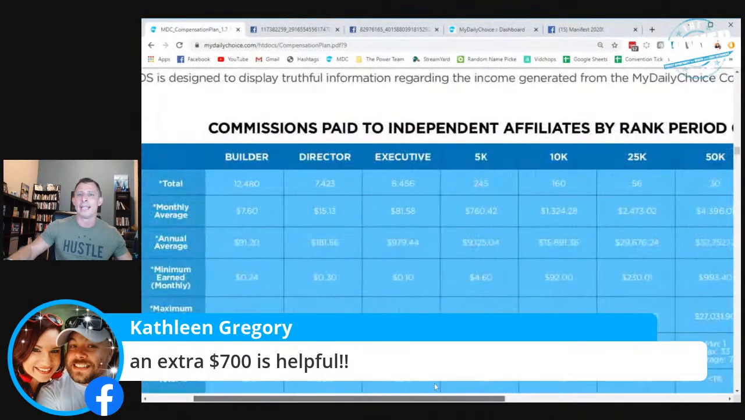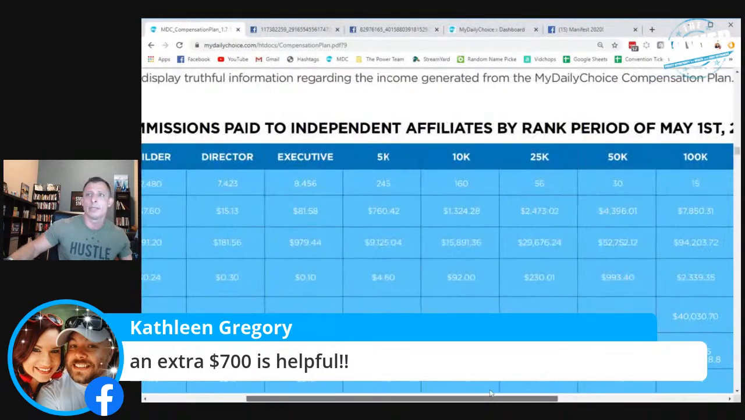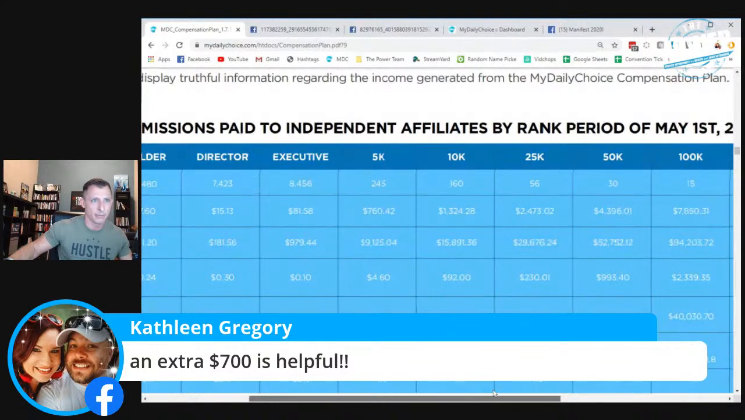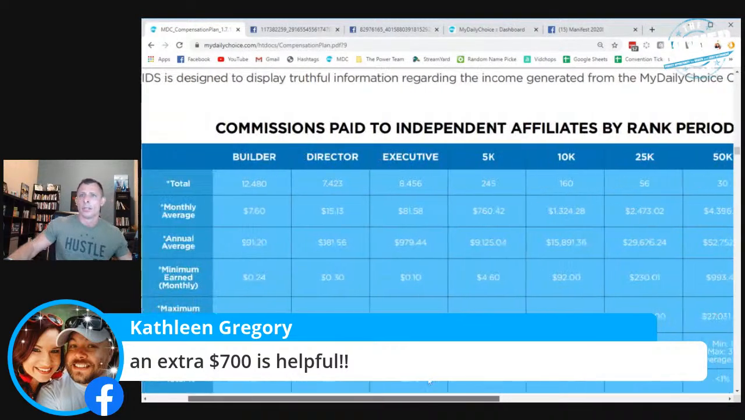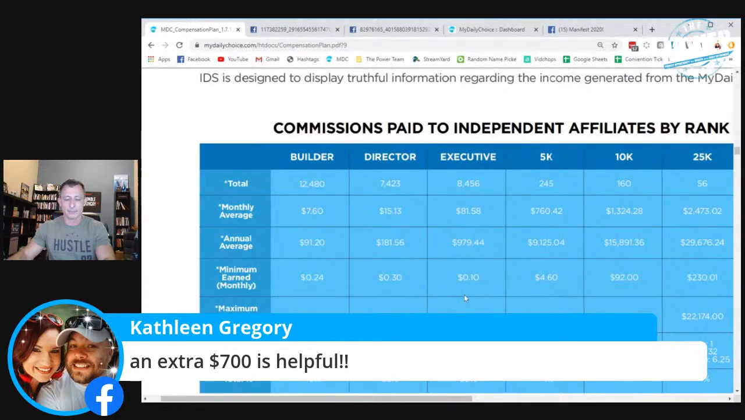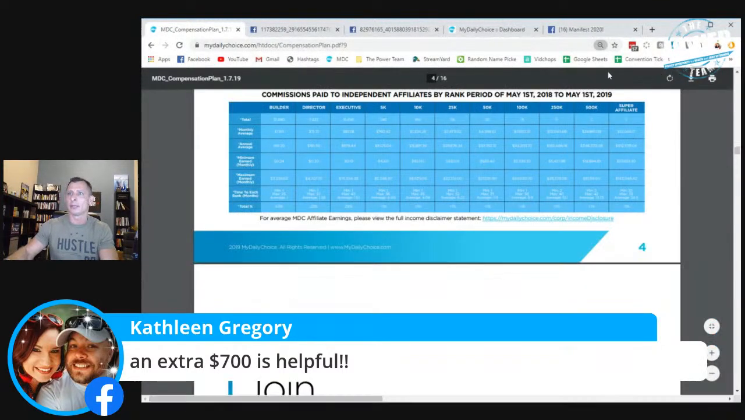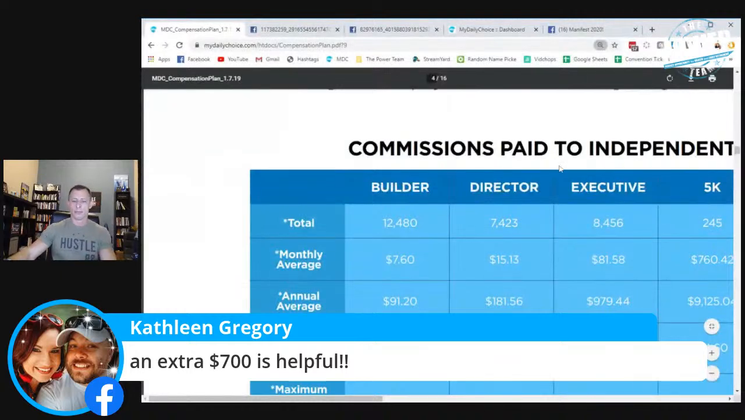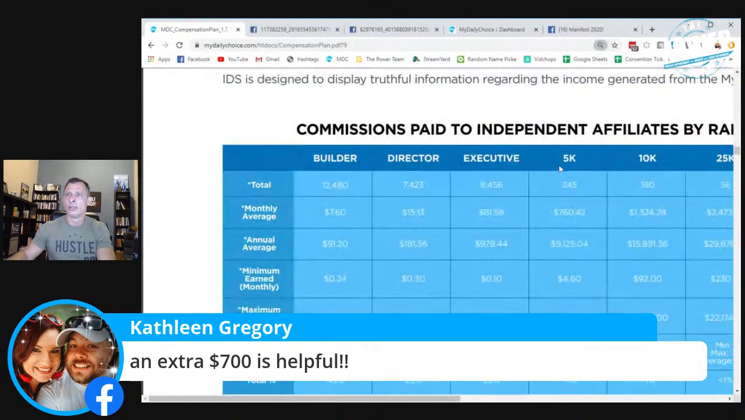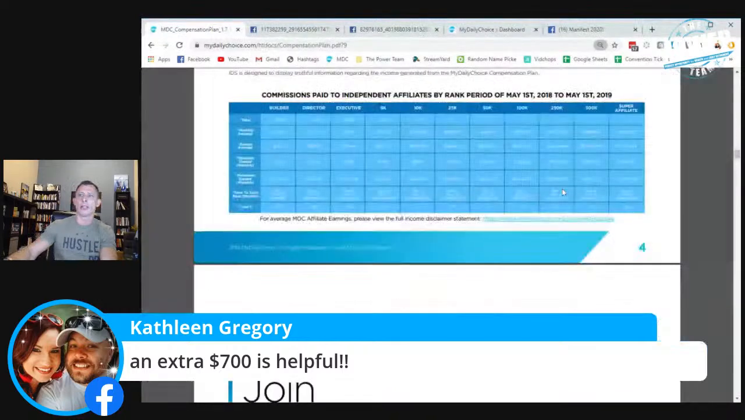Okay, guys? And remember, these are averages. There are people at these ranks making way more than these numbers, just so you guys know, okay? So I just wanted to address that really quick. There is no guarantee of your success. As you guys know, your results with MDC are dependent upon your efforts, okay?